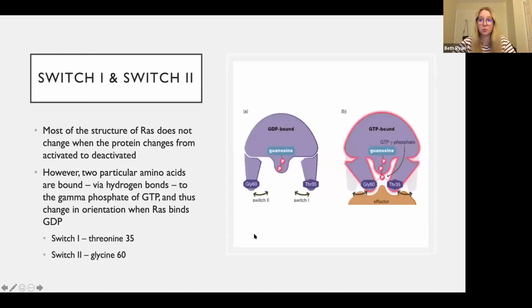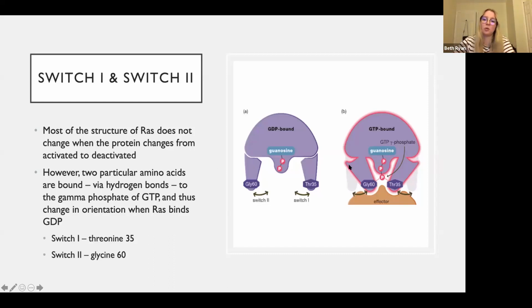So these are called switch 1 and switch 2. Most of the structure of RAS doesn't actually change. As you can see from this little image, the main body of the RAS protein isn't affected, whether or not it's bound to GTP or GDP. But there are these 2 particular amino acids that are bound via hydrogen bonds to the gamma phosphate of GTP, which just means the last one. So alpha, beta, gamma, I think. And then this changes the orientation when RAS binds to GTP. It's like a loaded spring mechanism, which is how I was going to describe it.